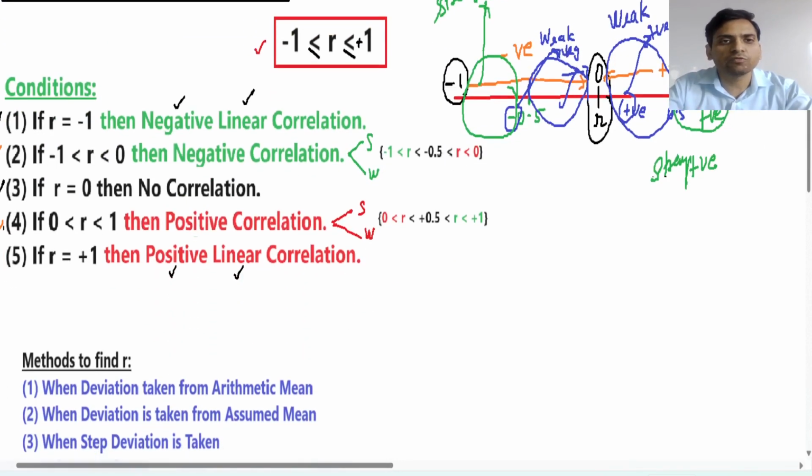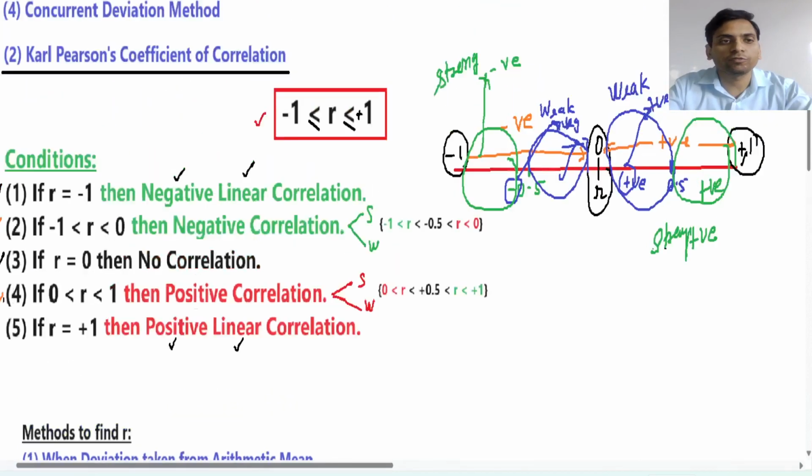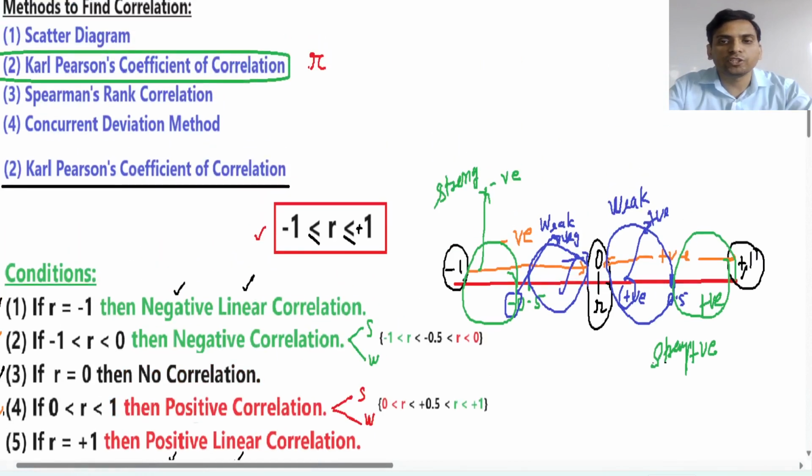And in the next lecture we will see how to find r. There are different methods of finding r, which we will discuss in the next session. So I hope you understand this concept of Karl Pearson coefficient of correlation.